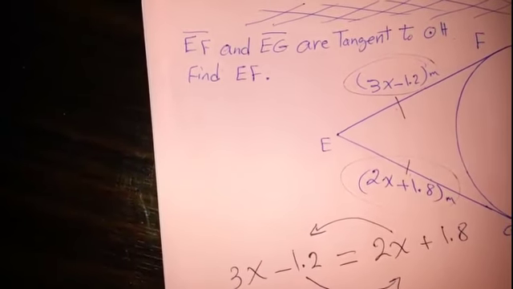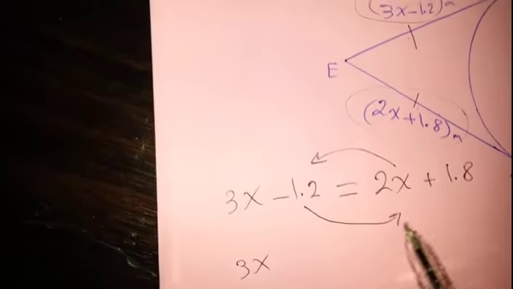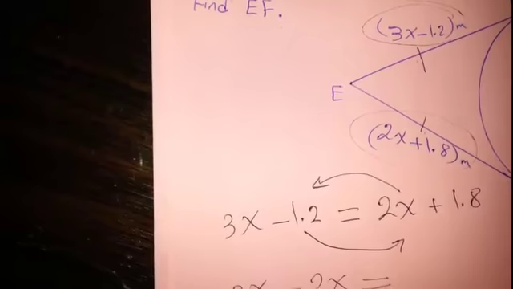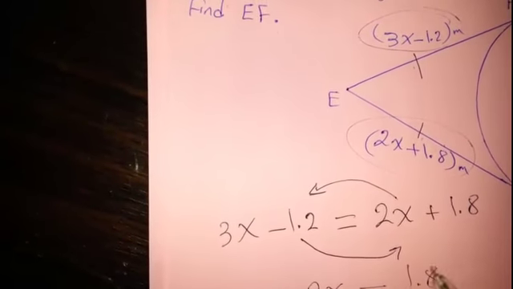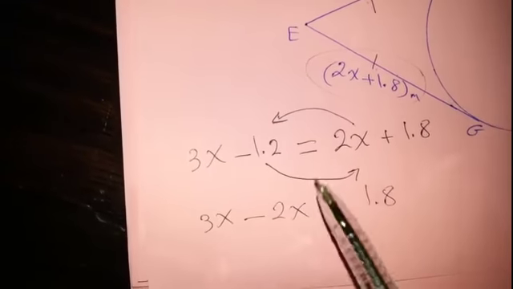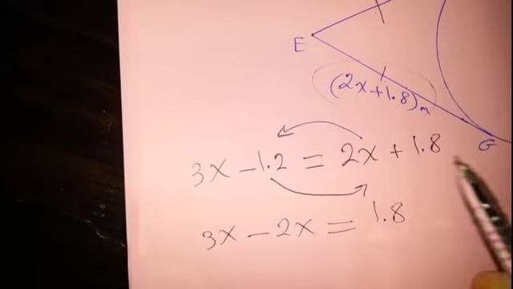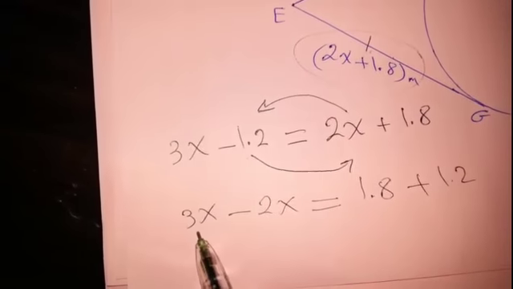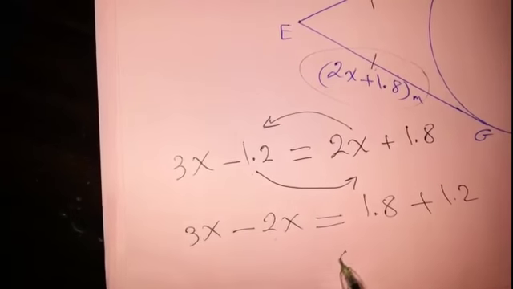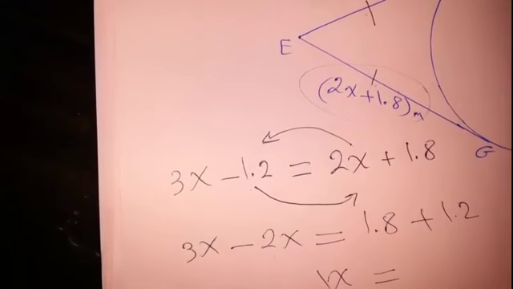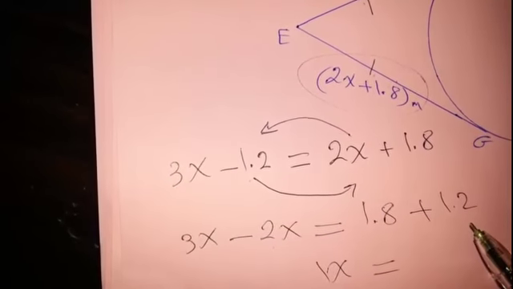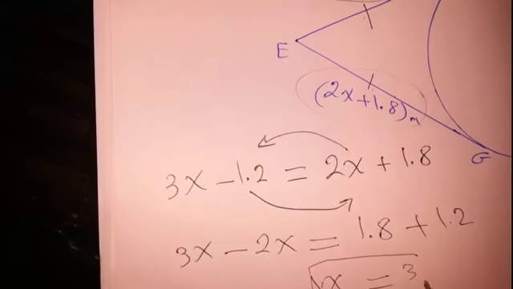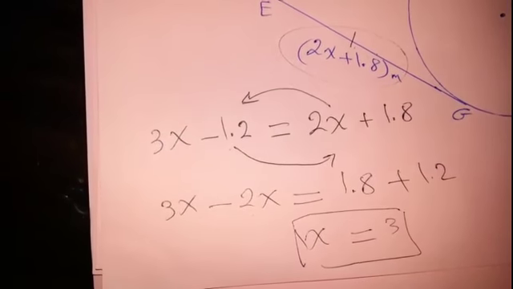So we have here 3x. When 2x moves to the other side, we change the sign, it will be minus 2x equals 1.8, right? Negative 1.2 will go to the other side, it will be positive 1.2. Now 3x minus 2x equals what? Just x. 1.8 plus 1.2 will be 3. So we can say that x here is 3, right?